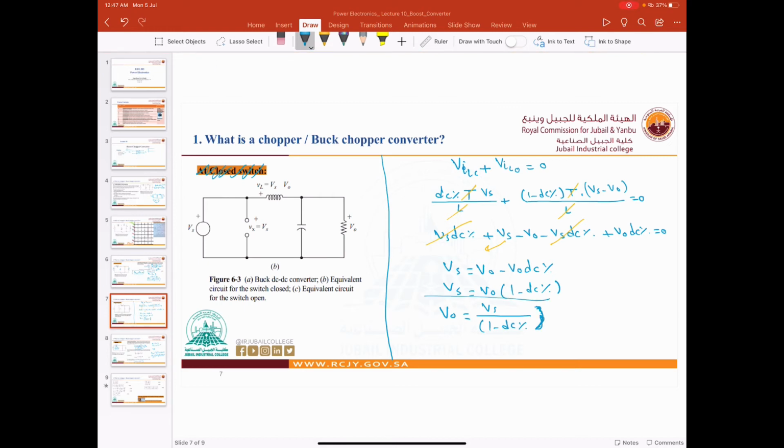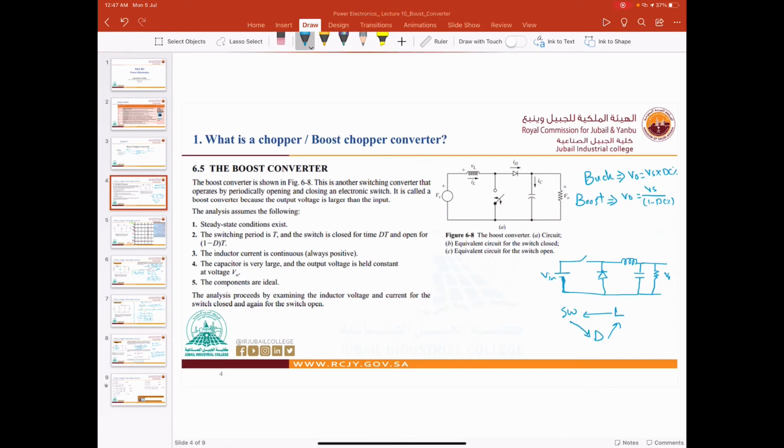Now this is the same formula that we said before. See, Vs over 1 minus duty cycle, right? So this is the same thing here. V out equal to Vs over 1 minus duty cycle percent, right? So this is the derivation of the formula here.